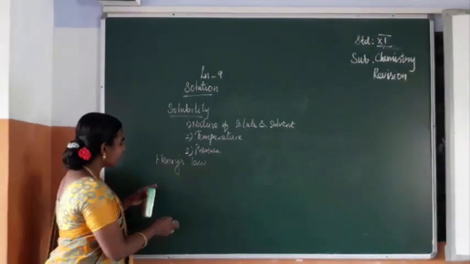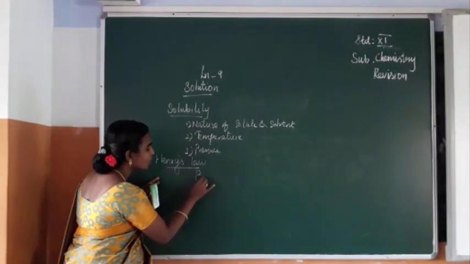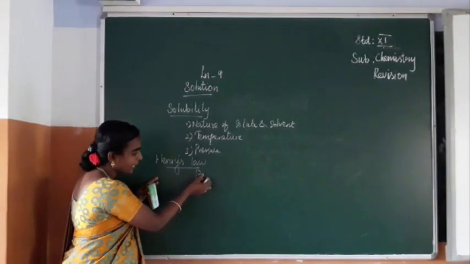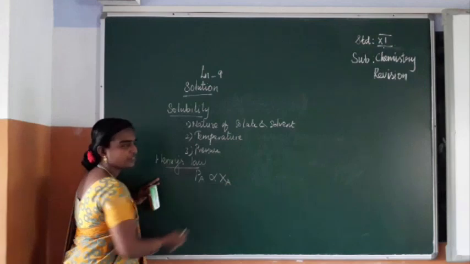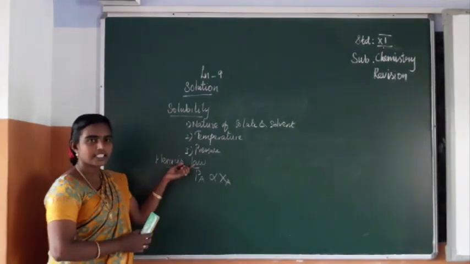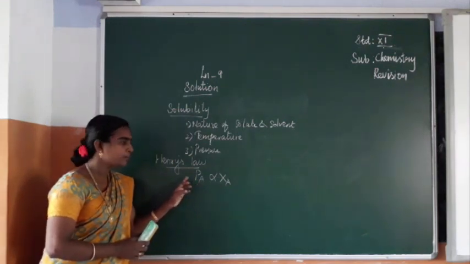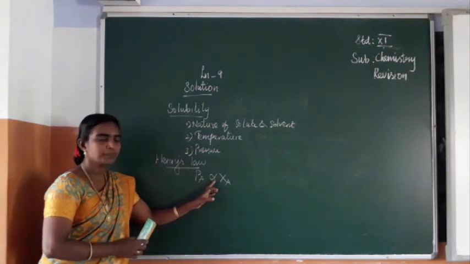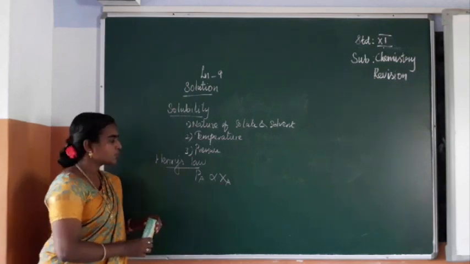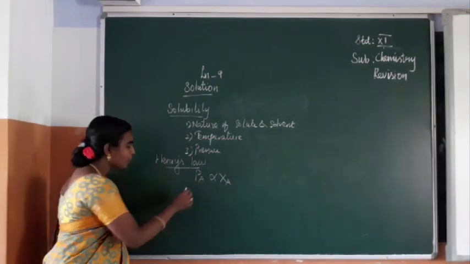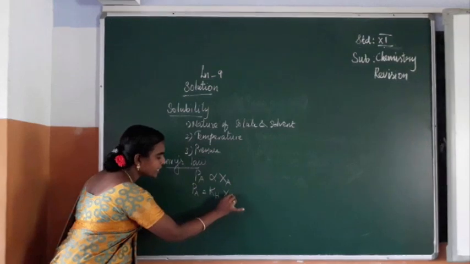Okay. So in Henry's law, the partial pressure of a solute, I am taking A as the solute, is directly proportional to the mole fraction of the solute. So Henry's law states that the partial pressure of a component, which we can take as a solute, is directly proportional to the mole fraction of the solute. So PA is proportional to XA. To change this proportionality sign, I am going to write PA is equal to KH into XA.